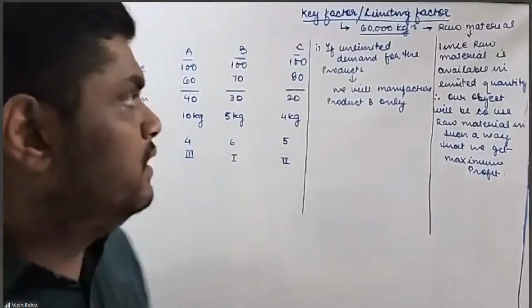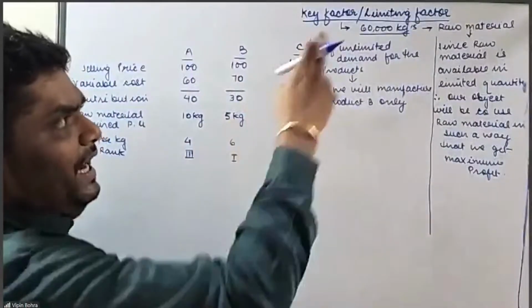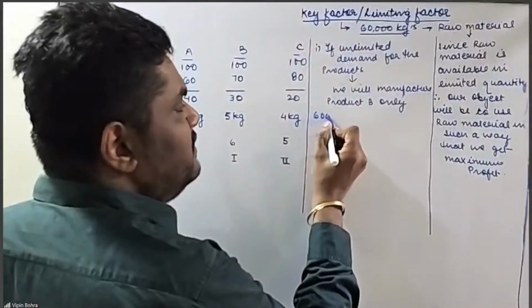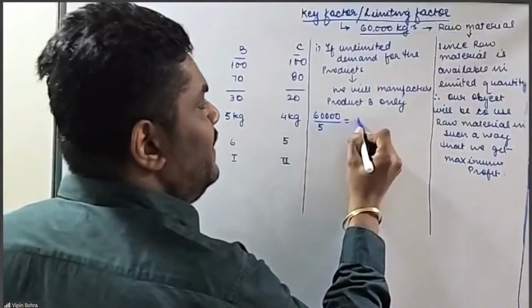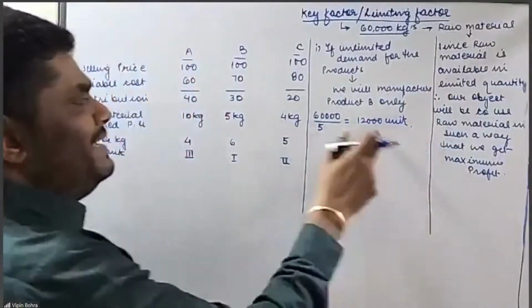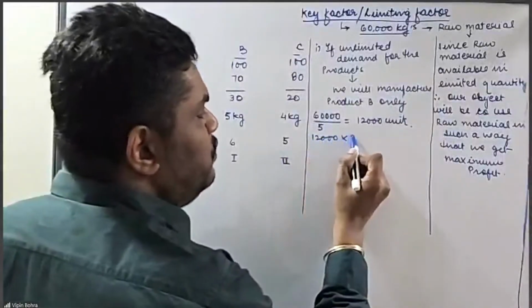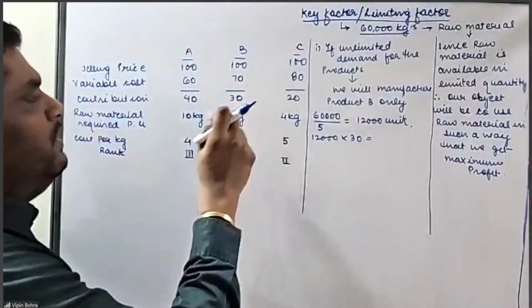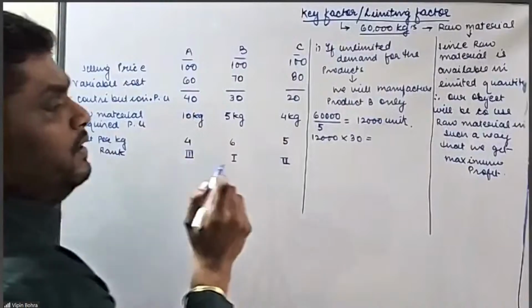Very good, everyone. So since per unit requirement is how much? 5 kgs. And we have 60,000 kgs. So how many units will we manufacture? 60,000 divided by 5, so 12,000 units. And in that case, the contribution will be highest. That is 12,000 into 30, units into contribution per unit, which is 30.